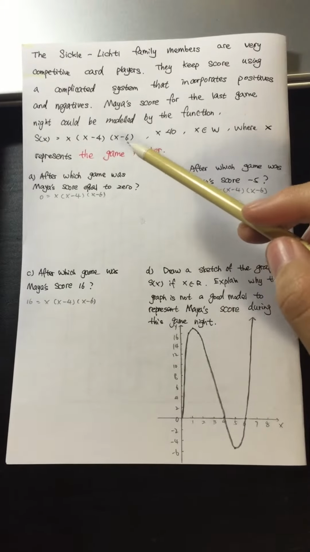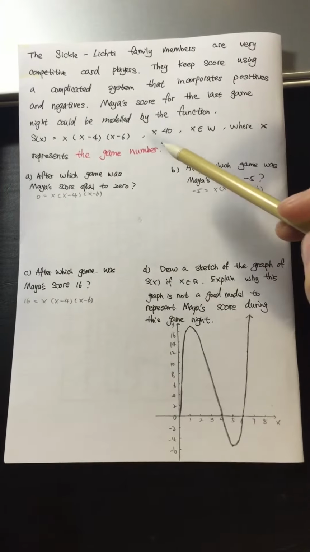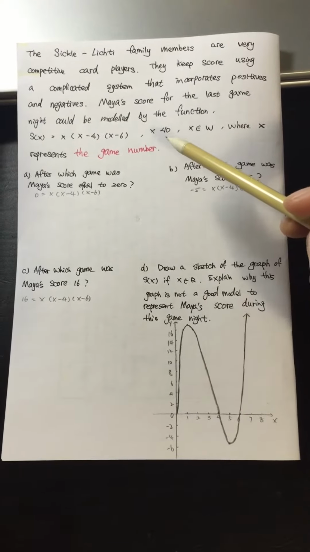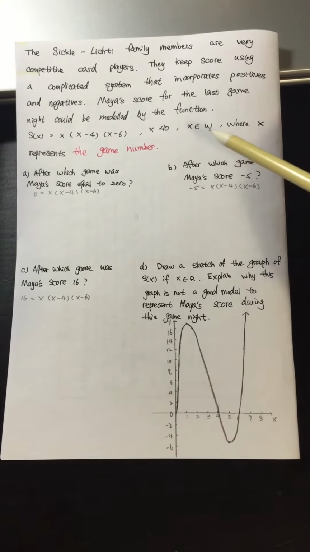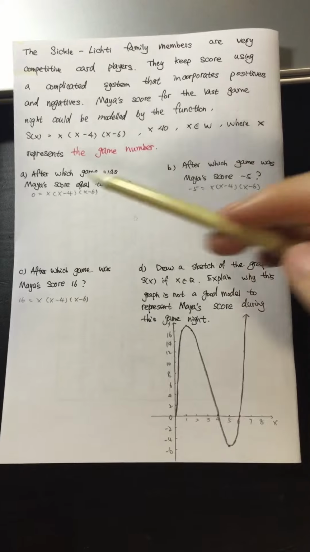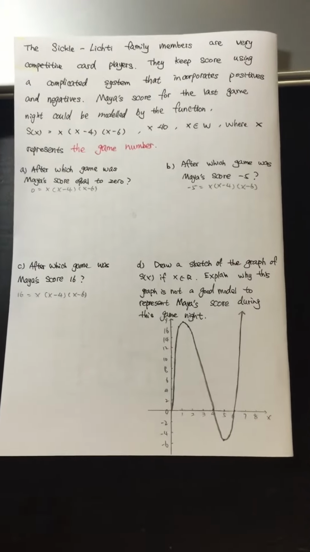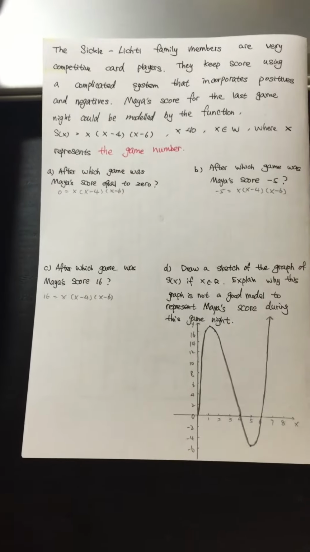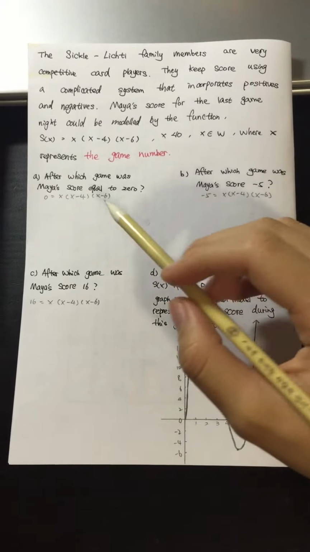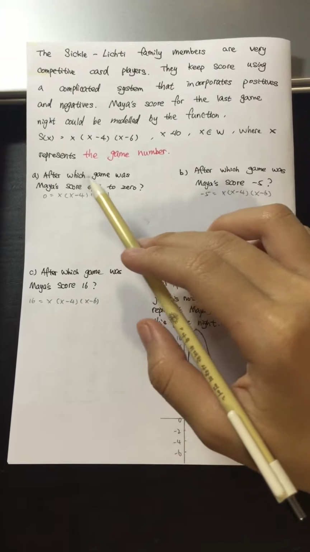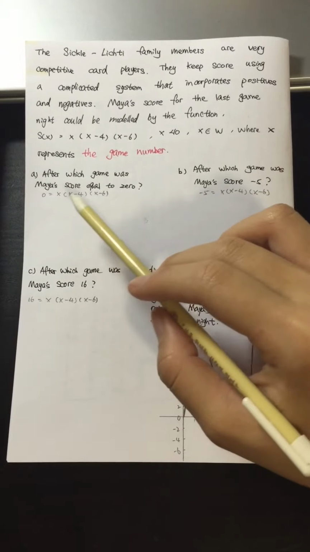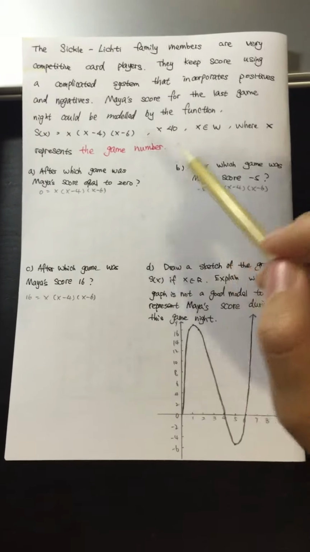(x - 6), where x is less than 10 and belongs to the whole numbers, where x represents the game number. So the first question is to find after which games Maya's score was equal to 0.